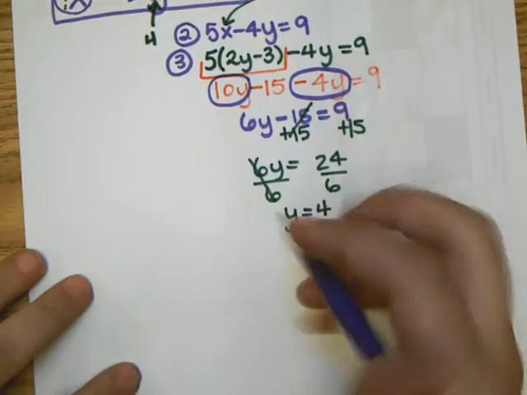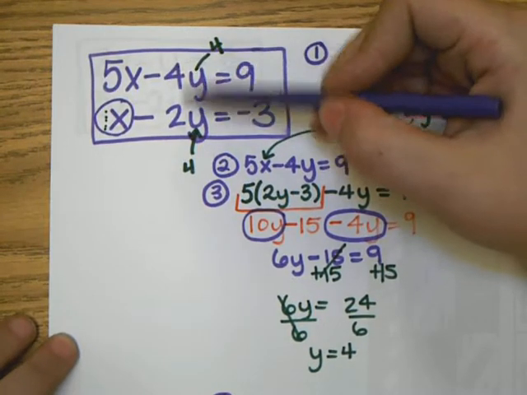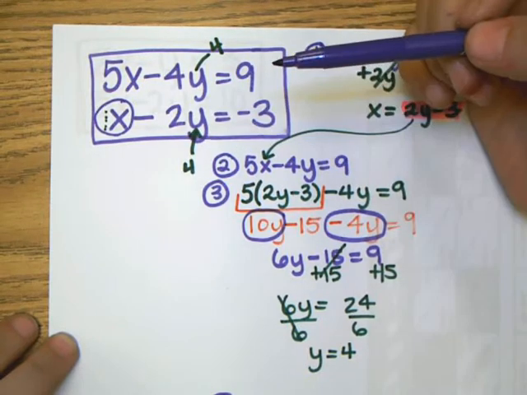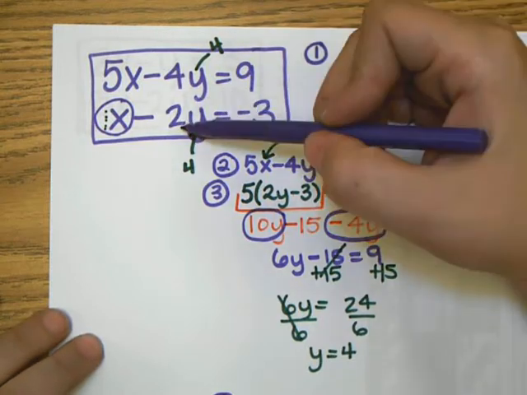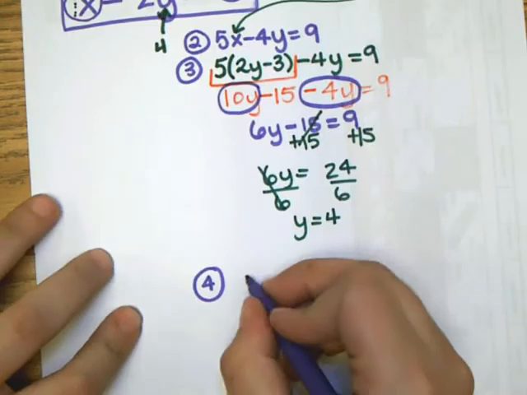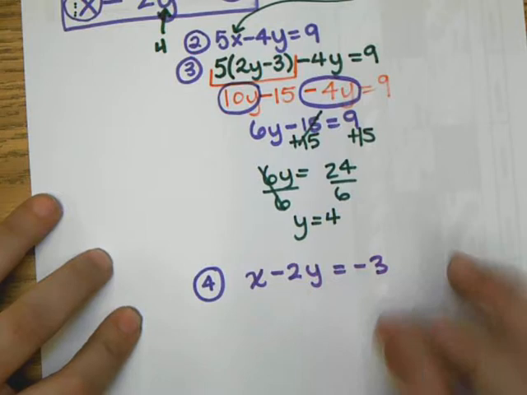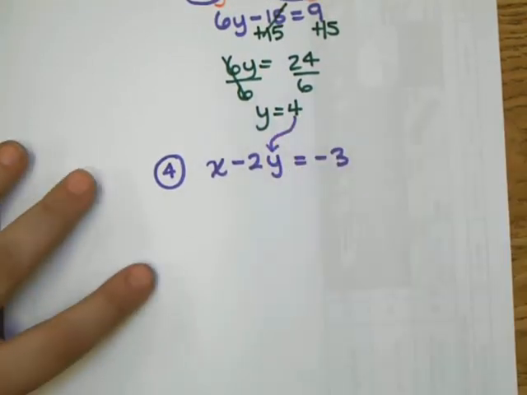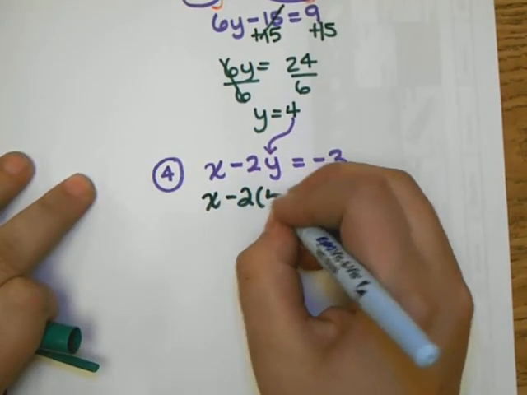So the very final step, step 4, is to go back and pick one of these equations. It does not matter which one. So I'm going to go ahead and go with the second equation. Again, I could pick the first one if I'd like. So I'm going to pick the second equation, which was x minus 2y equals -3. And I'm going to plug in the number that we just found, which is the 4.